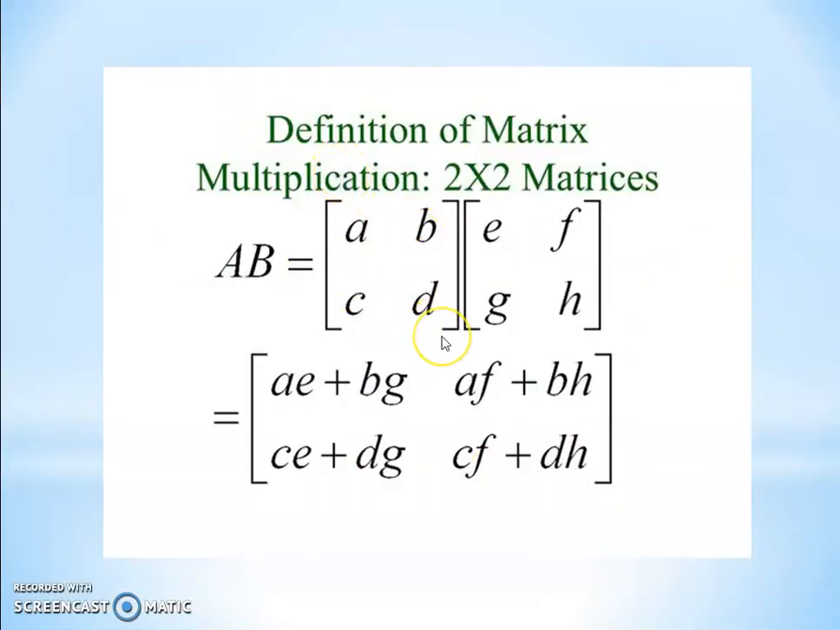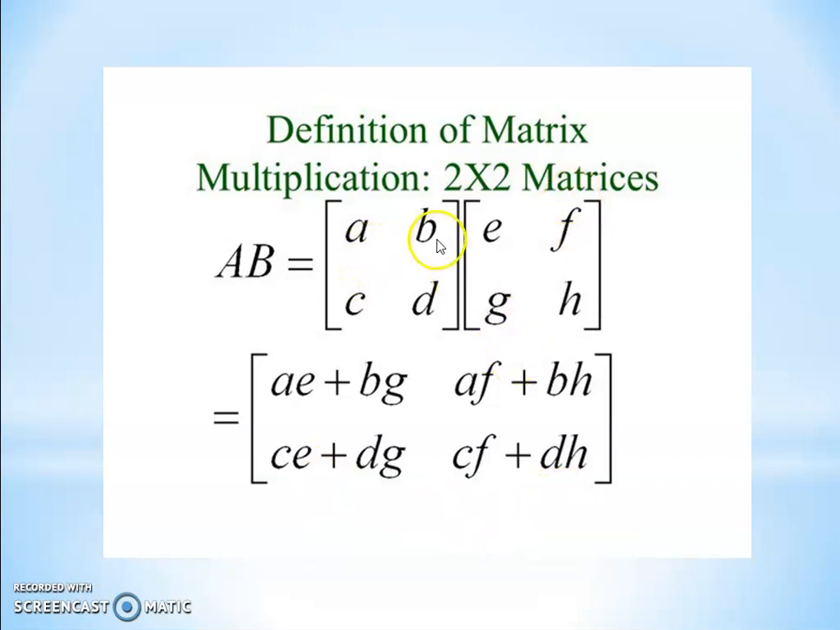If you are not justified by A11, A12, you have to use alphabet tricks also. AB is defined by A, B, C, D, E, F, G, H. First row, first column: AE plus BG. Then AF plus BH, CE plus DG, and CF plus DH. So we occupy these by this method of alphabets also. It is more suitable to understand the basic concept.